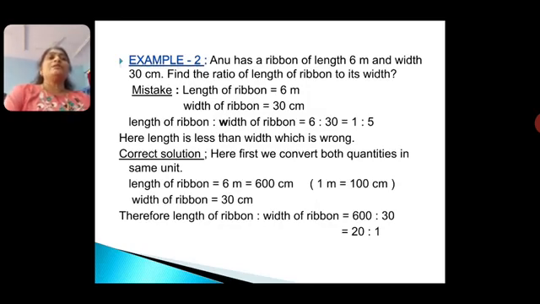For the correct solution, first we have to convert both quantities to the same unit. Length of ribbon is 6 meter, that means 600 centimeter, because 1 meter equals 100 centimeter. And width of ribbon is 30 centimeter. It is already given in centimeter. So both the values are in centimeter. Therefore we can find the ratio. Length of ribbon ratio width of ribbon equals 600 divided by 30 equals 20:1.